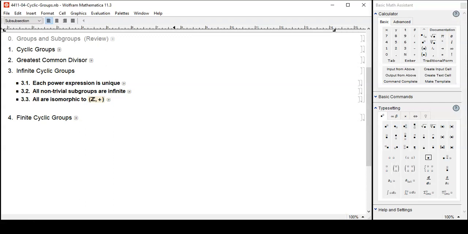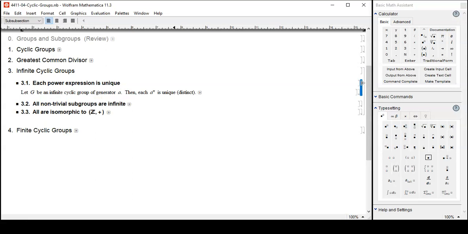However, this is a grand conclusion. We have to prove it. In the end, it becomes really simple, but unless you prove it, it's not that simple. So we have to take steps. Let's begin. Here's the first step. Each power expression is unique. What do you mean by that?